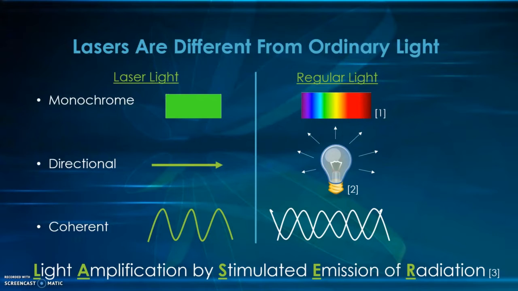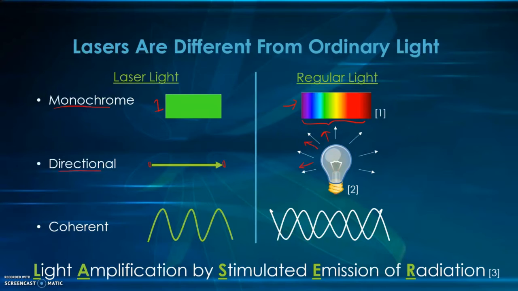To begin, I want to explain how laser light is different from ordinary light. Laser light is monochrome, meaning it only exhibits one color, whereas regular white light is actually a combination of all the visible colors on the light spectrum. Laser light is also directional, so wherever you point the laser, all of the light from the source will end up where you're pointing. Whereas with a regular light bulb source of light, it emits from every direction.